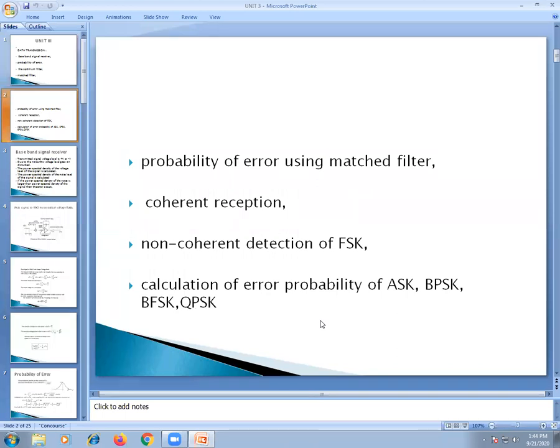Okay, and correlator coherent reception. Today we complete the coherent reception. Okay. Next class go for non-coherent reception and calculation of ASK, PSK, BFSK, and QPSK. Okay. So two topics are left over in this unit, and next class we can complete the remaining two topics. Okay. So with this, the class for today is complete.